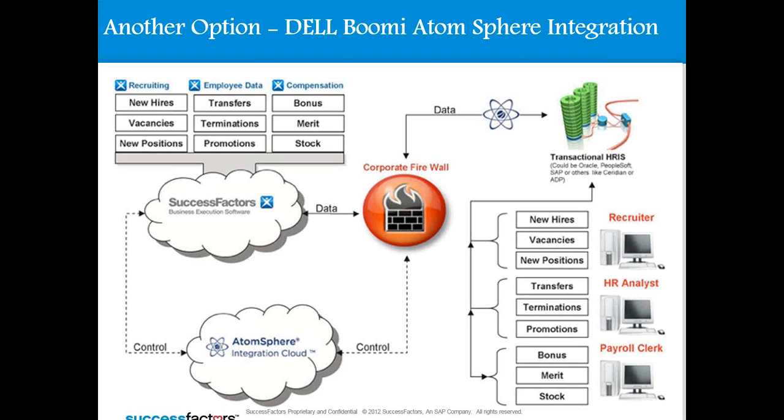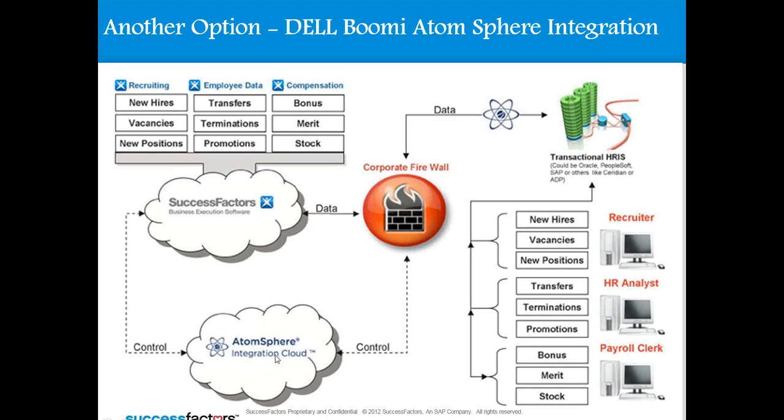And here the atoms are available in two ways. One is local atom and the other is atom in the cloud. This local atom is completely maintained by the customer. It has to be installed locally on a local machine and has to be maintained by the customer on premise.